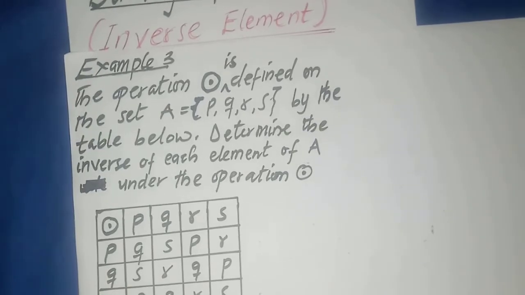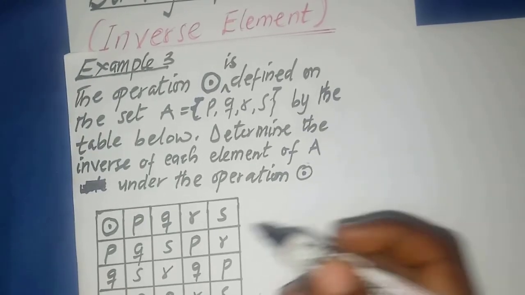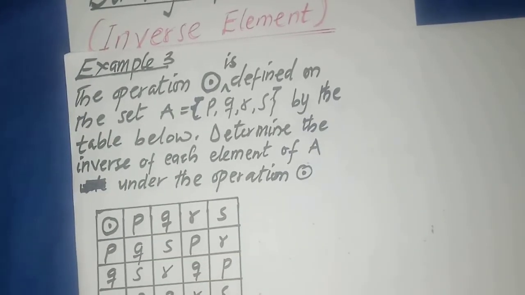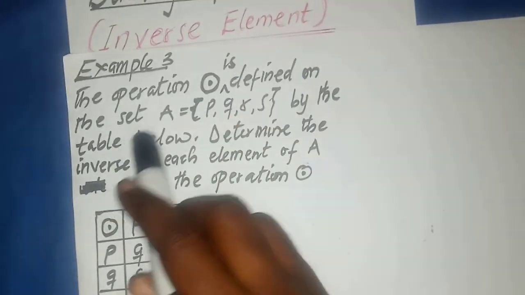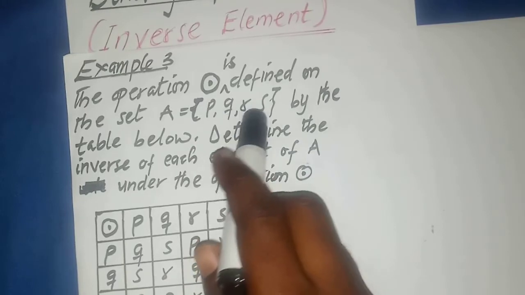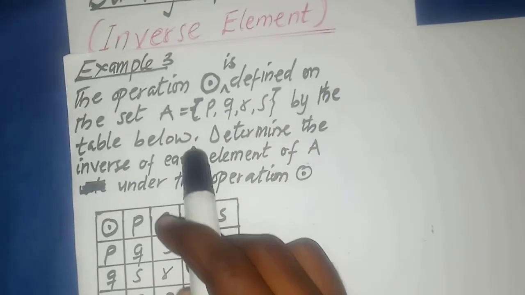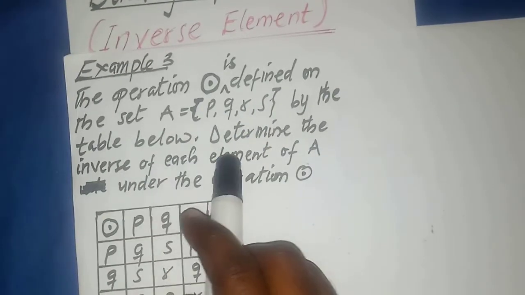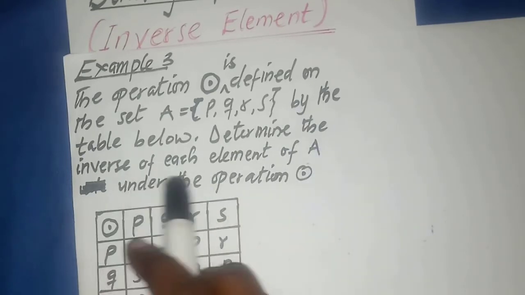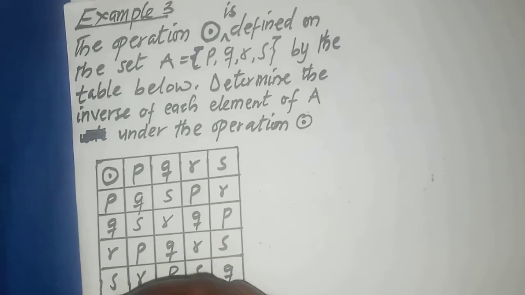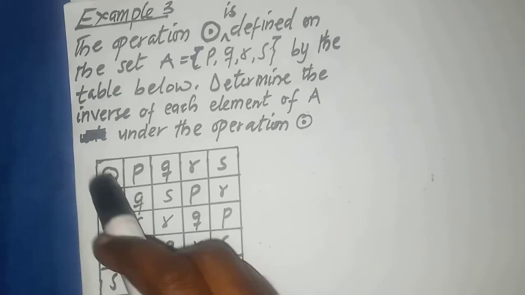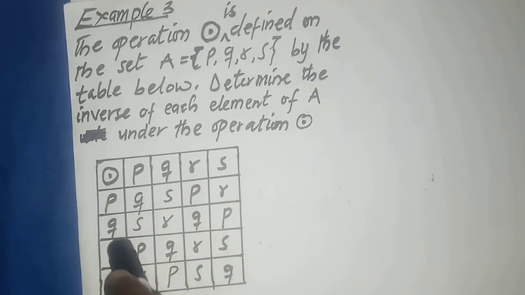Now let's look at the last example. This one says that the operation circle dot is defined on the set A, which contains these elements, by the table below. Determine the inverse of each element of the set A under the operation. Okay, so we have to determine the inverse of each of these elements: P, Q, R, and S.